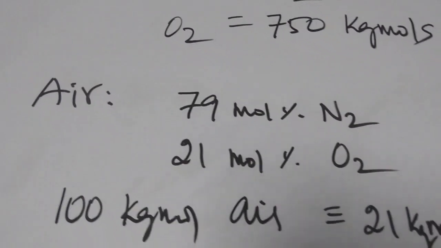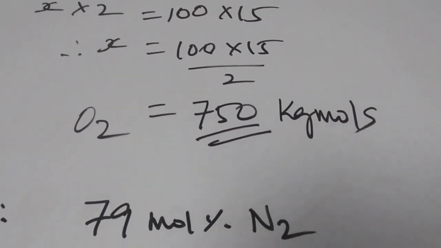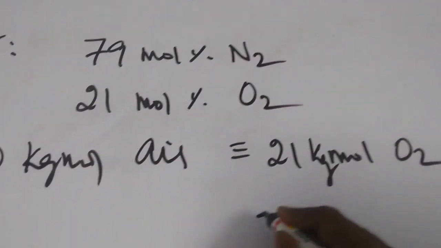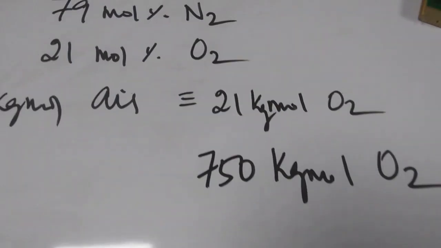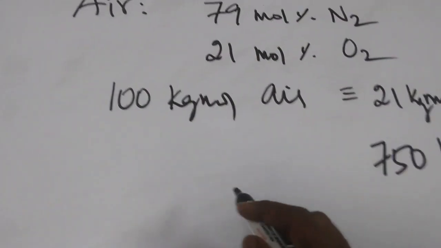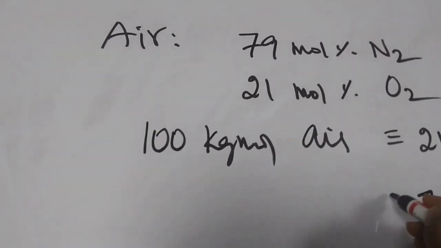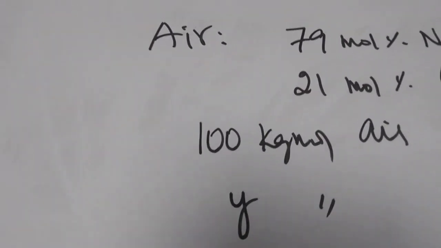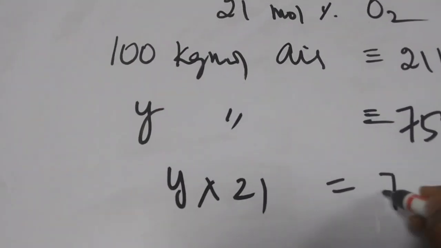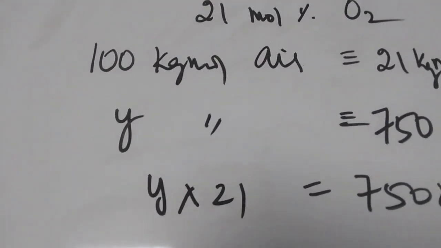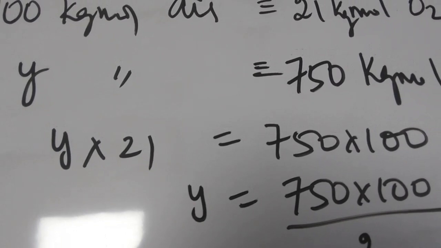Okay. So now what we have calculated is that 750 kg moles of oxygen is required. So how many kg moles of air do we have to supply? If we have to get 750 kg moles of oxygen, let it be Y. So Y into 21 is equal to 750 into 100. Therefore Y equal to 750 into 100 divided by 21.